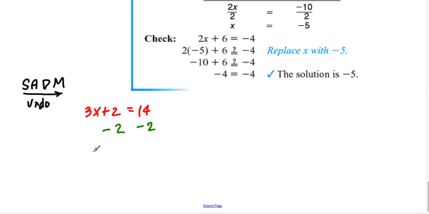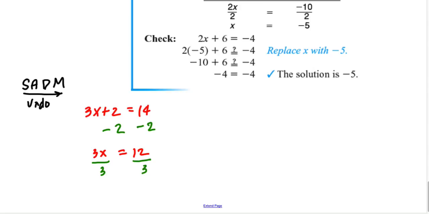So we subtract 2 from both sides of the equation. We end up with 3x is equal to 12. Because positive 2 minus 2 will give us 0. 14 minus 2 will give us 12. Now we're left with multiplication, and in order to undo multiplication, we need to divide. So divide both sides by 3.